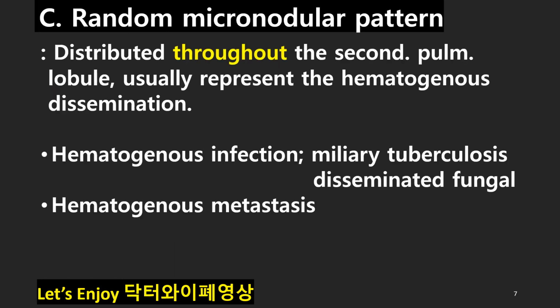The third one, the last one, and actually a combined one, is the random micronodular pattern, distributed throughout the secondary pulmonary lobule, usually representing hematogenous dissemination. For example, hematogenous infection such as miliary tuberculosis, miliary disseminated fungal infection, and the last one, hematogenous metastasis, hematogenous miliary metastasis.